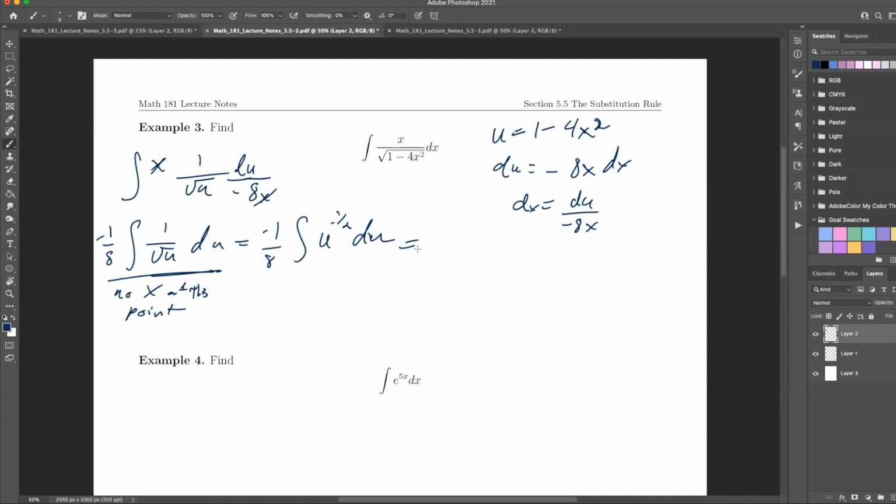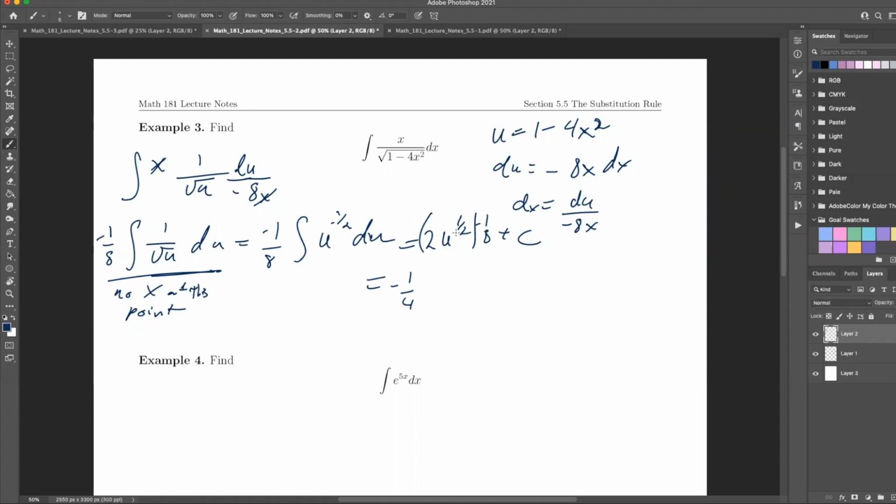The antiderivative of this would be, you add 1 to this, so it would be 1/2, so it would be u to the 1/2 divided by 1/2, which is the same thing as multiplying by 2, and then, oops, I forgot to multiply by my -8. We add our c. Okay, and the last thing we need to do, this is the same thing as square root. So this is -1/4. So the 2 and the -8 becomes -1/4.